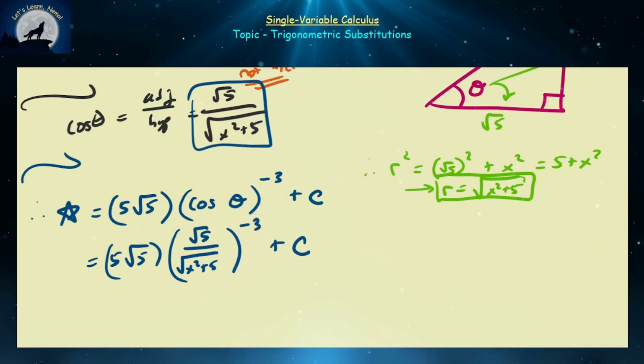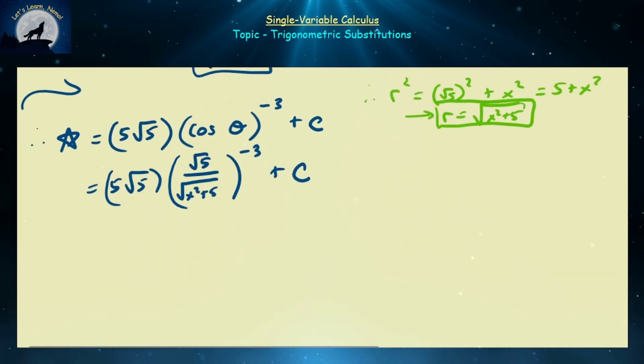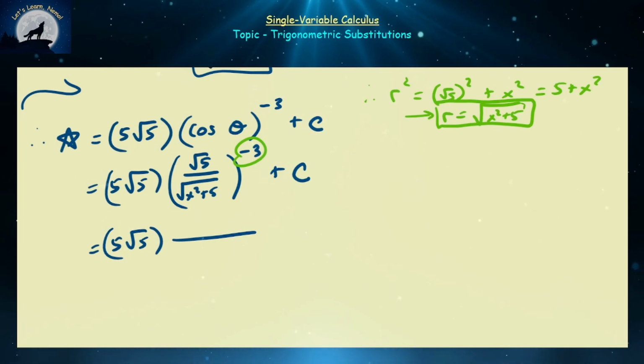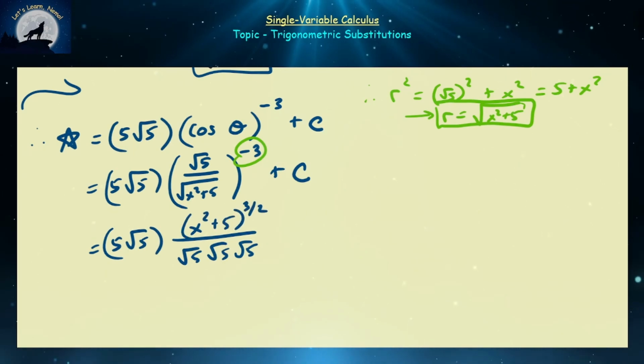Now, although there's a lot of square roots in this, it's definitely a lot nicer than that other thing that we had before. So what I'm going to do now is reciprocate this, since we have a negative exponent, so when we flip it, it becomes positive. That's going to give us 5 square roots of 5. On the bottom, we're going to have 3 square roots of 5, so I'm just going to write square root of 5, square root of 5, square root of 5. And on the top, we're just going to have x squared plus 5 to the power of 3 halves, plus c.